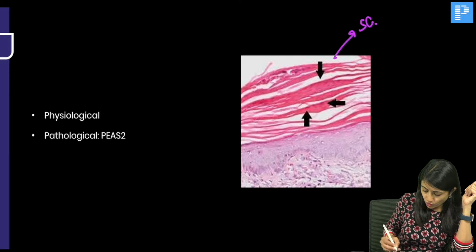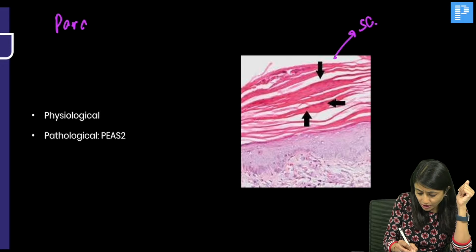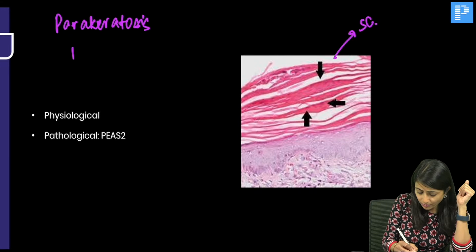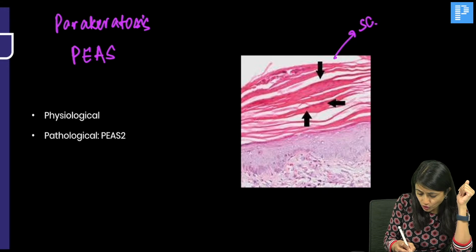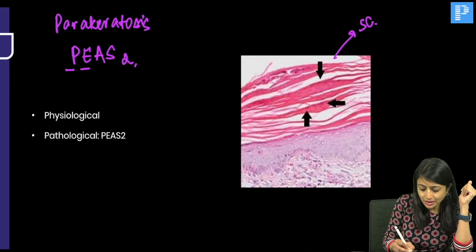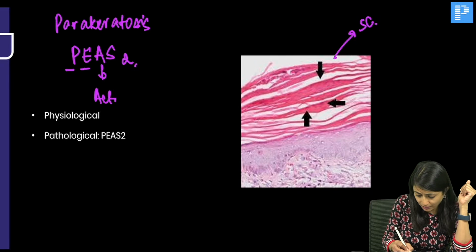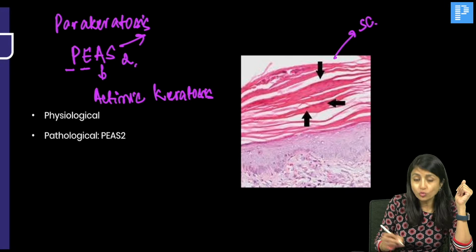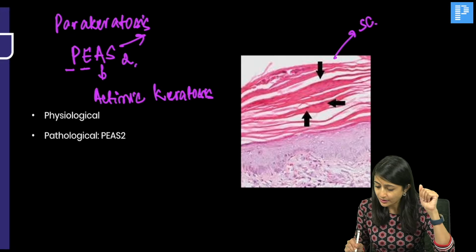Lot of times you are asked about the conditions where you see parakeratosis. Yes, so remember it with the mnemonic P is 2, psoriasis, eczema, very important because this is given to you, actinic keratosis. What is with 2S?